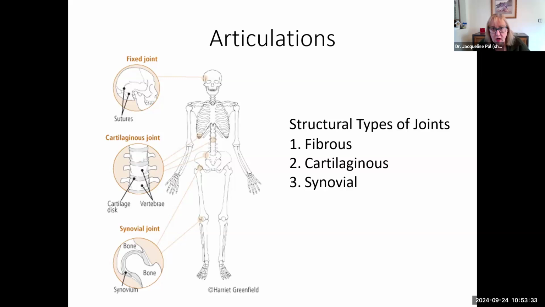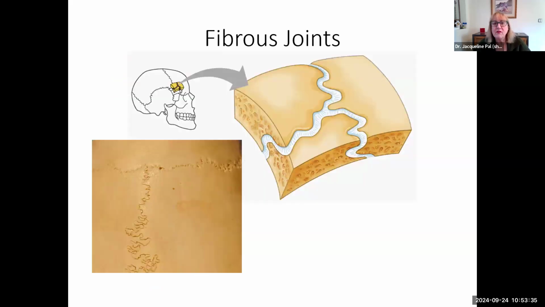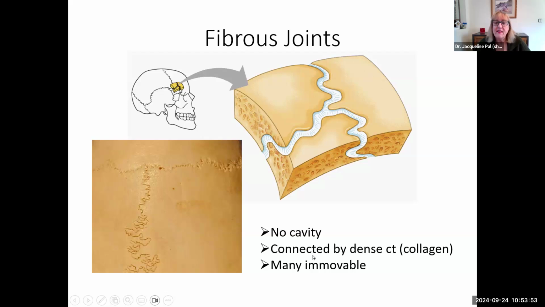So let's get started. A fibrous joint, as the name implies, has fibers. And because of that, most of these joints do not have movement between the bones. There is no cavity between the bones. Instead, they are connected by dense connective tissue. Think collagen fibers. The length of the collagen fibers is often very small, like a millimeter. In some cases, it can be longer than that, however.